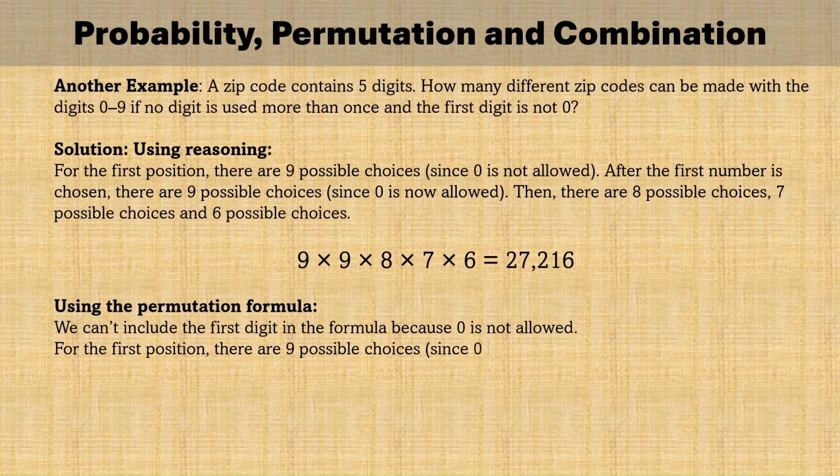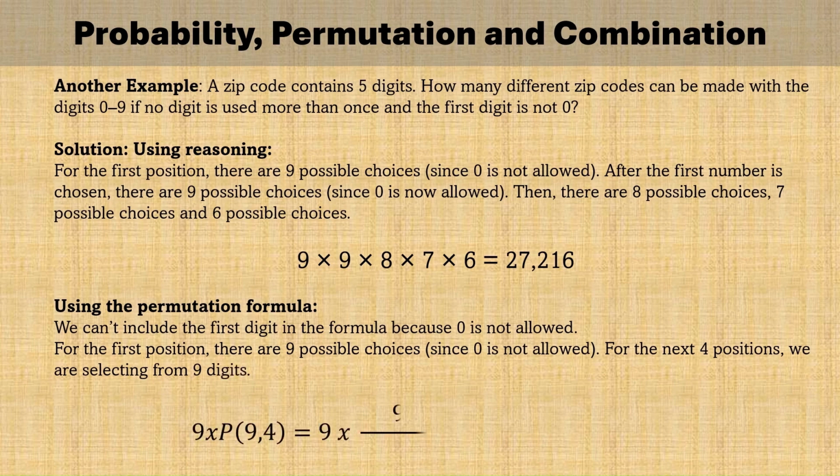That is, 9 times 9 times 8 times 7 times 6 is equal to 27,216. Using the permutation formula, we have an exclusion for 0. So we get 9 times the permutation of 9 numbers taken 4 at a time, that is 9 factorial divided by 9 minus 4. Then, we have 9 factorial over 9 minus 4, which is 9 factorial divided by 5 factorial. Since the denominator is 5 factorial, we can cancel 5 factorial. This gives us 9 times 9 times 8 times 7 times 6, which is 27,216.